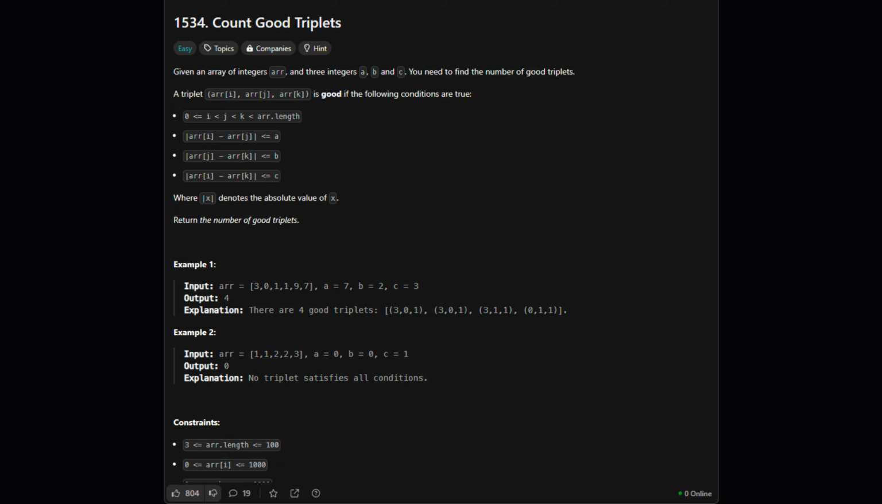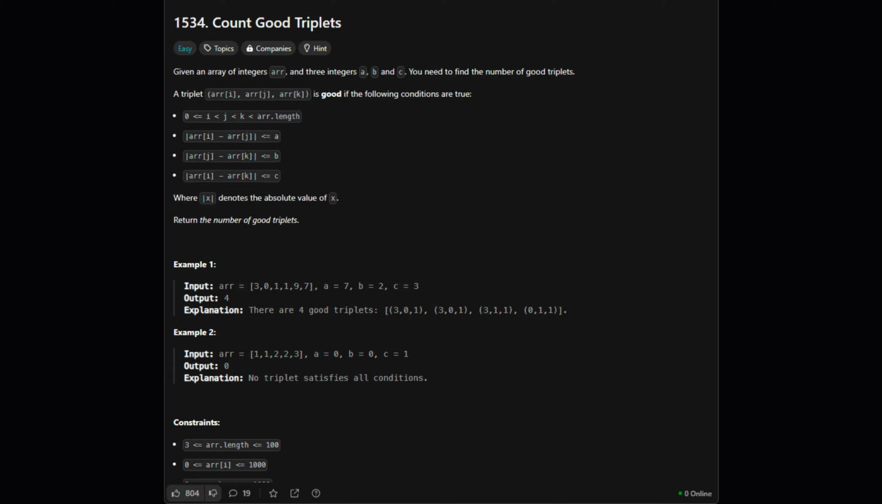Second, the absolute difference between the number at i and the number at j must be less than or equal to a. Third, the difference between the number at j and the number at k must be less than or equal to b. And finally, the difference between the number at i and the number at k must be less than or equal to c. Phew. That's a lot of conditions, but we just need to check them all for each triplet. The constraints tell us the list won't be too long, up to 100 numbers, and the numbers themselves aren't huge, up to 1000.